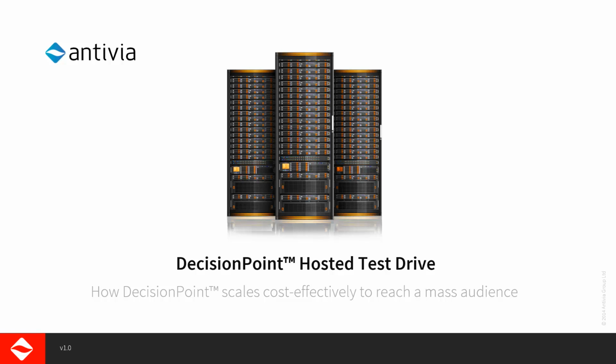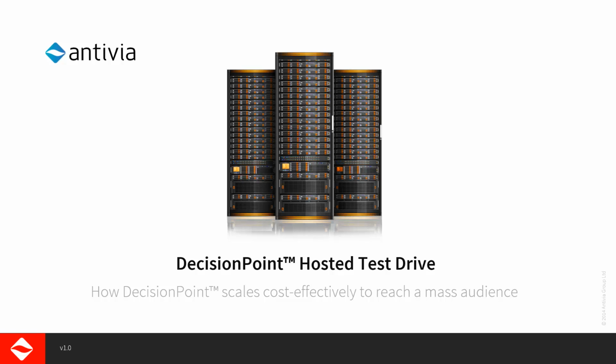So how does DecisionPoint scale cost-effectively to reach a mass audience? At the heart of this is a technology called Advanced Cooperative Processing. This is the way in which DecisionPoint intelligently uses the processing power available to it, right from the data source, the DecisionPoint server, and through to the client devices used by business users, so their tablet devices and desktop PCs too. With Advanced Cooperative Processing, DecisionPoint pushes the processing down as far as possible onto the client.